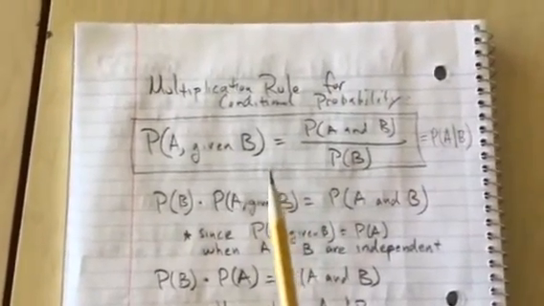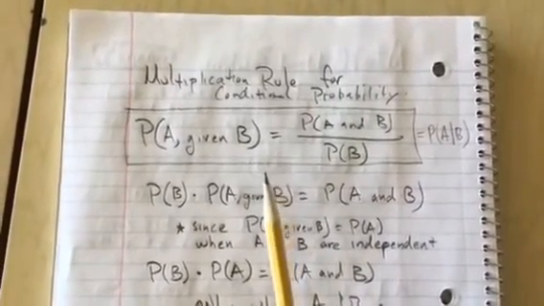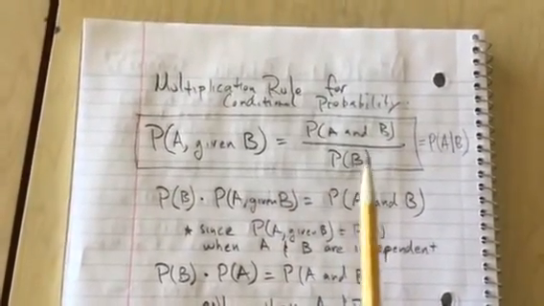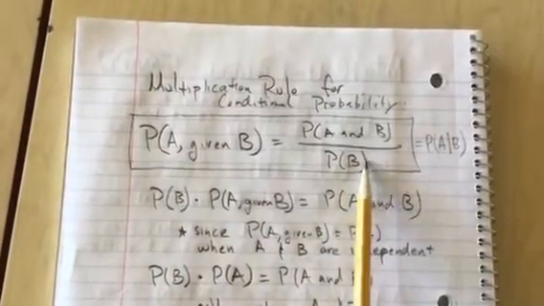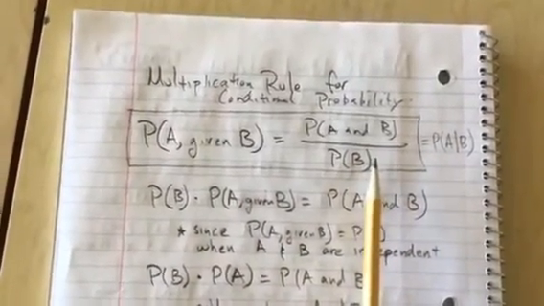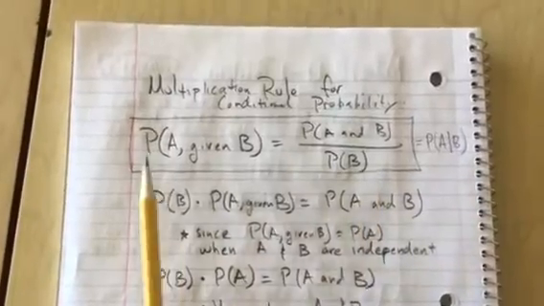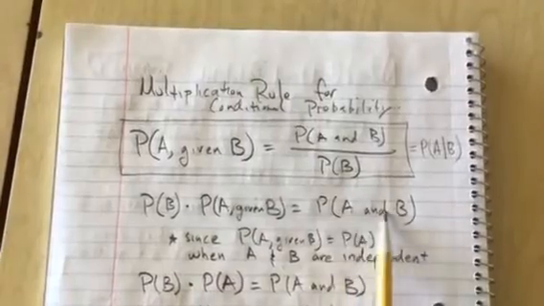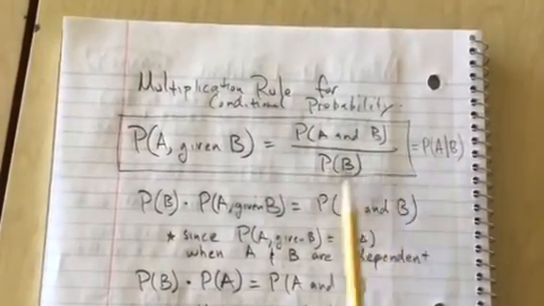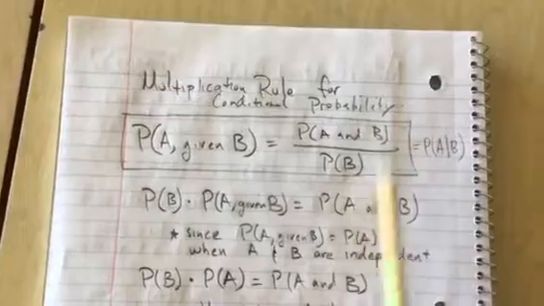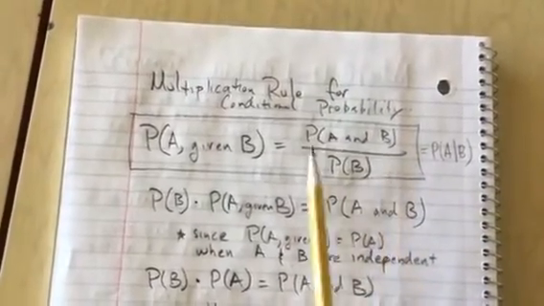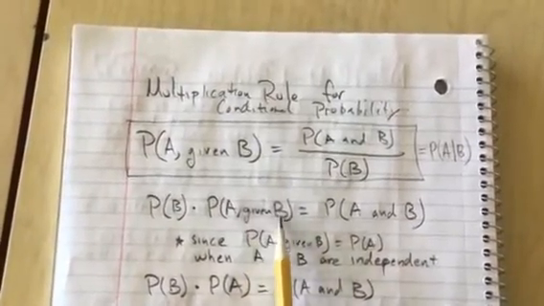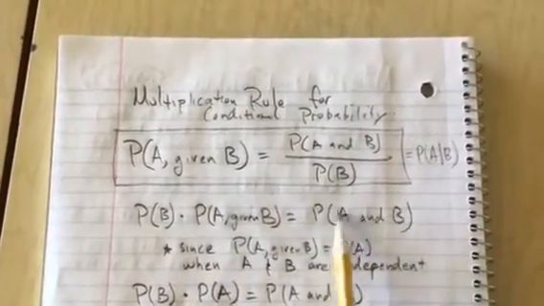Now, if you do a simple and ordinary algebra maneuver on this equation, which might be to multiply both sides of the equation by the denominator of that fraction, which is P of B, what you would get is P of B times P of A given B equals just P of A and B. In other words, when I multiply the right side of this equation by P of B, it cancels out the probability down here, and you're just left with the probability of A and B. All right, so we have P of B times P of A given B equals P of A and B.